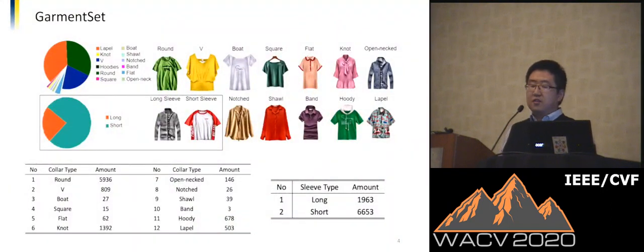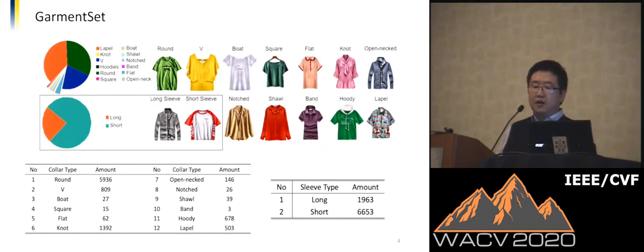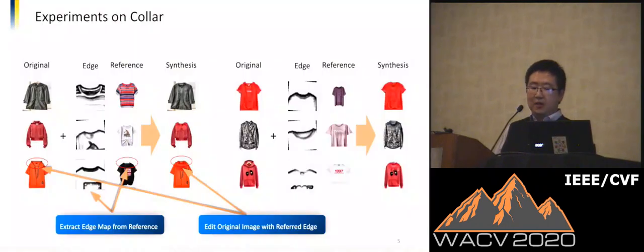To solve this task, we propose a new data set called garment set that contains clean garment fashions. We have labeled different types of collars and different sleeve types, including both long sleeves and short sleeves. And our data set is publicly available.